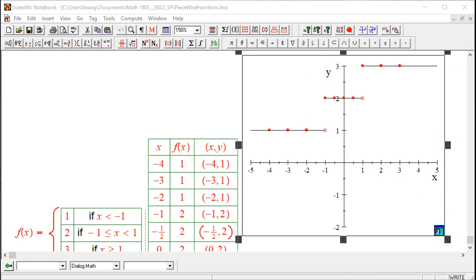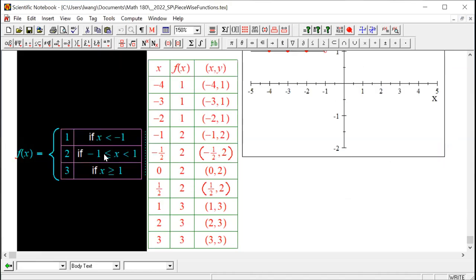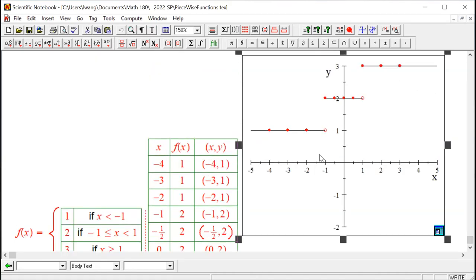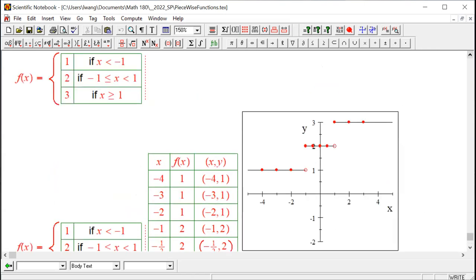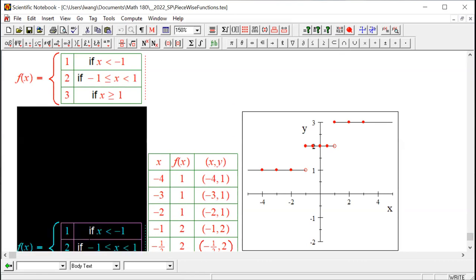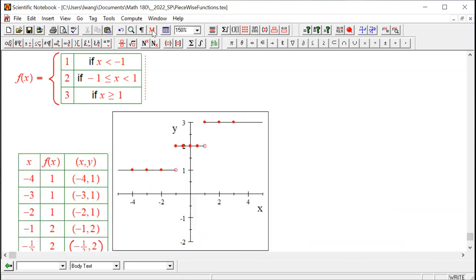And this is the function we have just seen. This is the graph of this function, and this function has 3 pieces, so it's called a piecewise function. But this function also has another name. Not only is it a piecewise function, sometimes it's also called a step function. It has steps: step 1, step 2, step 3. So you understand that a step function is also a piecewise function.